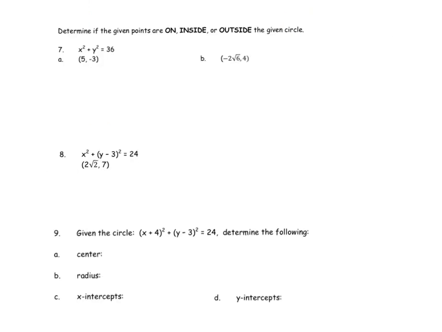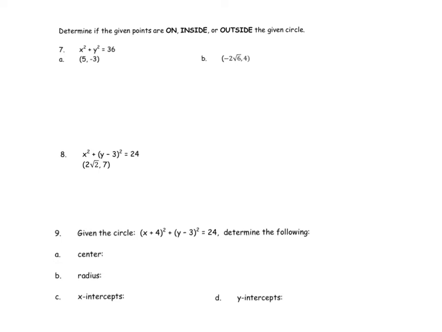Number 7, totally different type of problem. We are determining if the given points are on, inside, or outside the given circle. So what we're going to do is plug in the x and y values in the ordered pair that they gave us. If it equals whatever is on the right side of the equation, so for number 7, for example, if it equals 36, it's on the circle. If it's less than the number on the right, it's inside the circle, and if it's greater than the number on the right side, r squared, then it's outside the circle because it's greater than the radius squared.